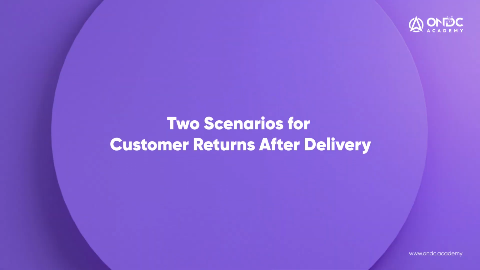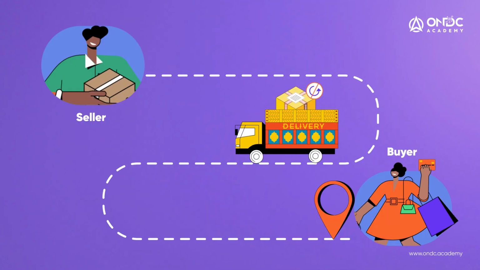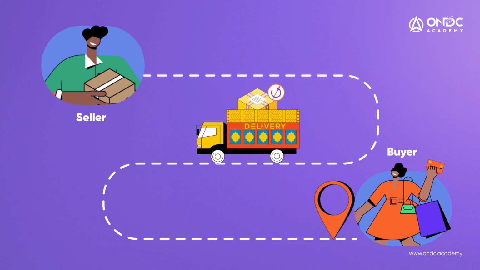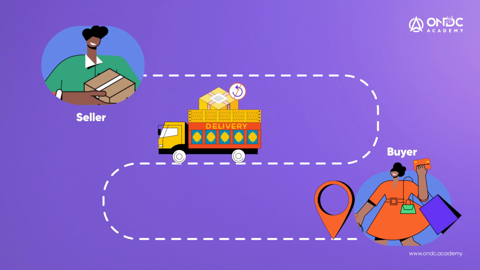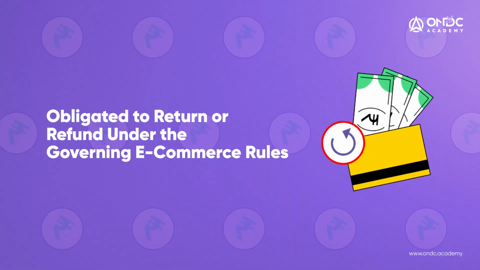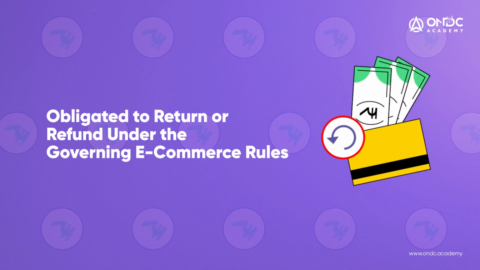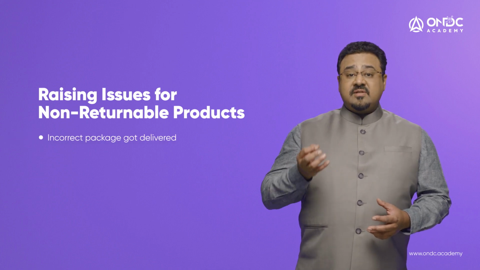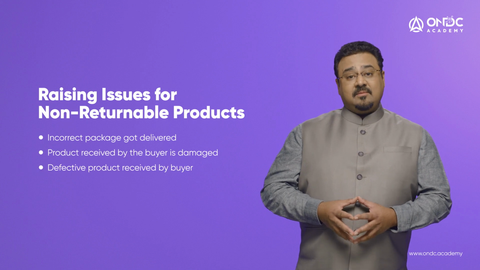There can be 2 scenarios for customer returns after delivery. For products which are non-returnable, customers can still raise issues through the buyer application, especially for all cases except for the fit issues and the cases where the customer's mind has changed. In all these cases, you are obliged to return or refund under the governing e-commerce rules. Incorrect package got delivered, product received by the buyer is damaged, defective product received by the buyer.